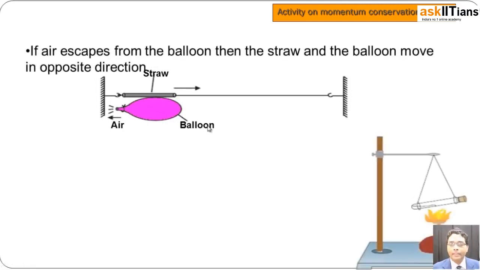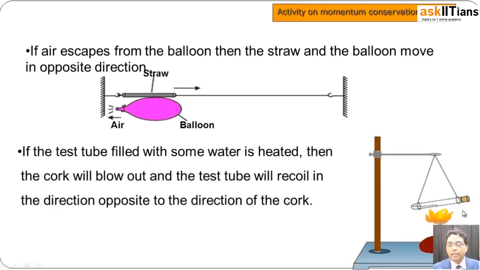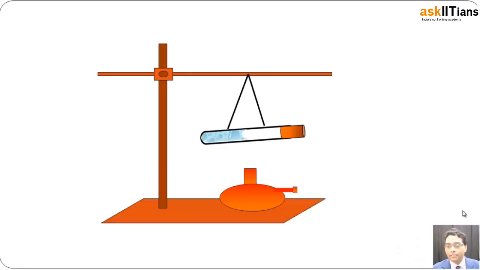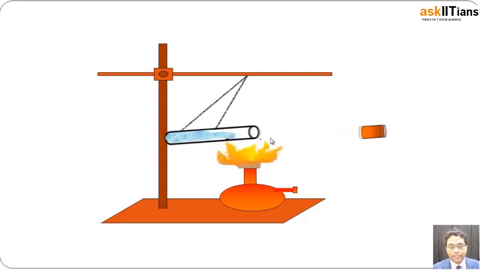In a similar manner, if we fill a test tube with some water and start heating this test tube, once we start heating, what is going to happen? The cork is going to come out. So when the cork comes out, there is going to be a conservation of momentum that is going to take place.